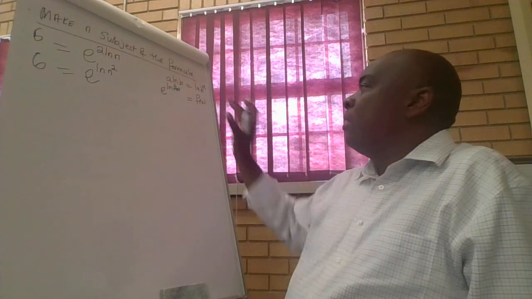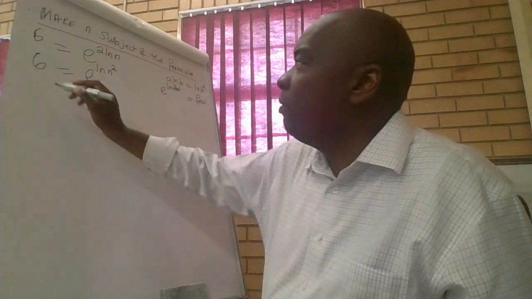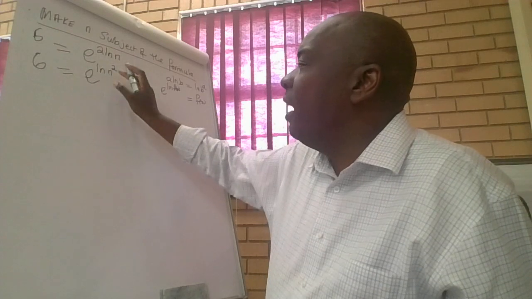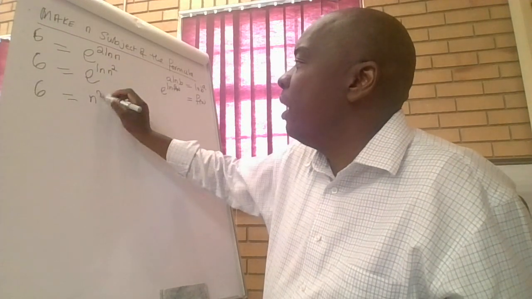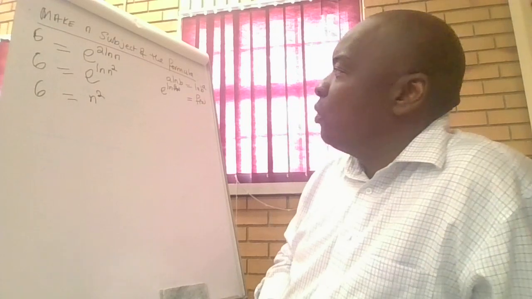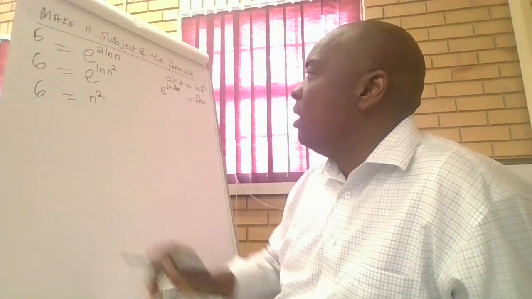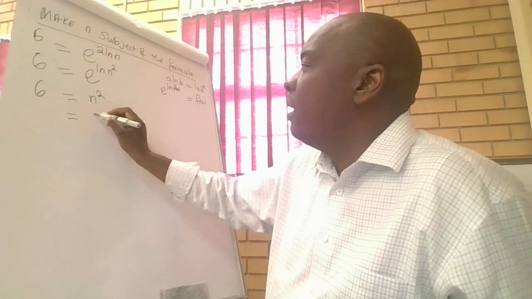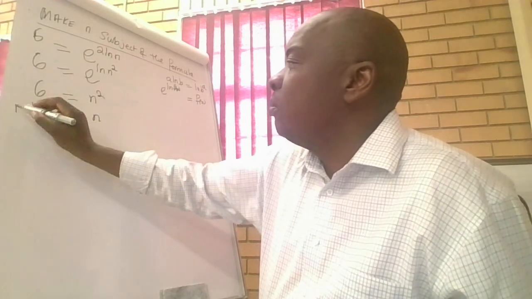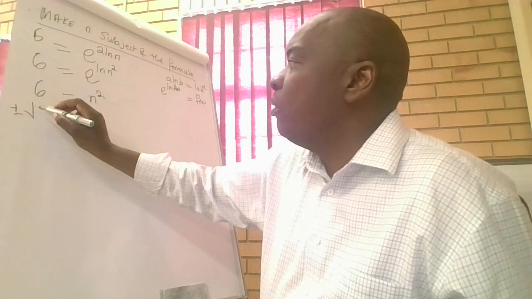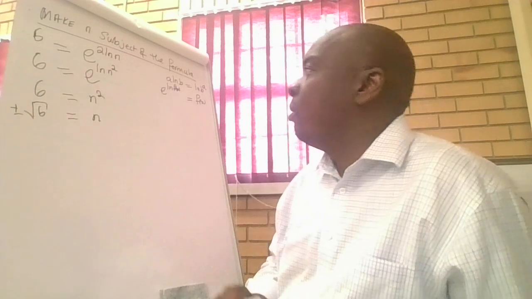So by this, it follows that if you have 6 equals e to the power ln n squared, that means 6 should be equal to n squared. And remember, we want to make n subject of the formula. So we can see clearly that n can be given as plus or minus the square root of 6. That will be equal to n.